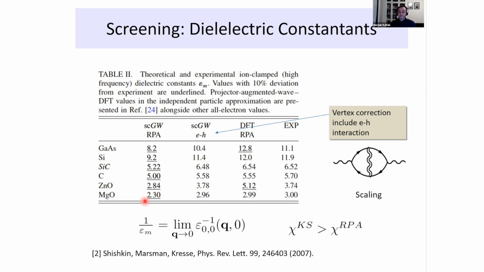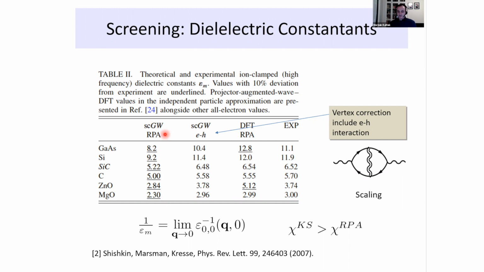In the first column you have the results for the self-consistent GW, the fully self-consistent one. Then here we have the GW, but with the ladder diagrams included in the screening. And this column contains the Kohn-Sham results, so the RPA using Kohn-Sham orbitals and energies. And if you compare this one to experiment, it's actually better than the self-consistent GW results.